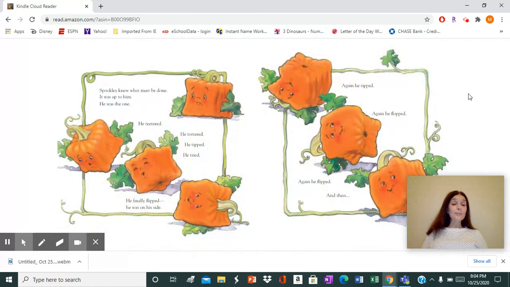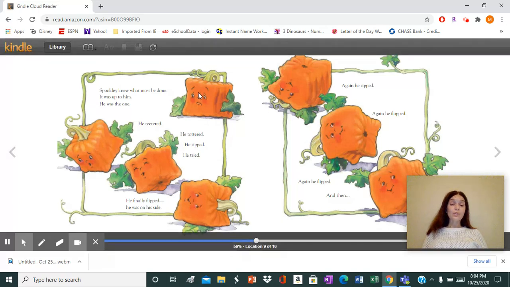Spookley knew what must be done. It was up to him. He was the one. He teetered, he tottered, he tipped, he tried. He finally flipped. He was on his side. So it took a lot of work, but Spookley flipped himself on his side.